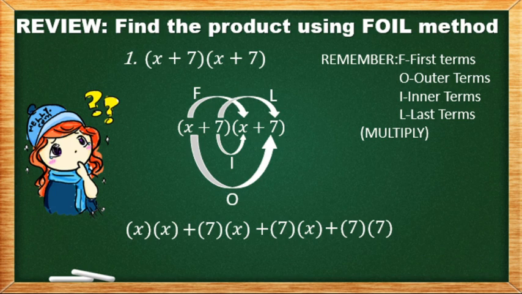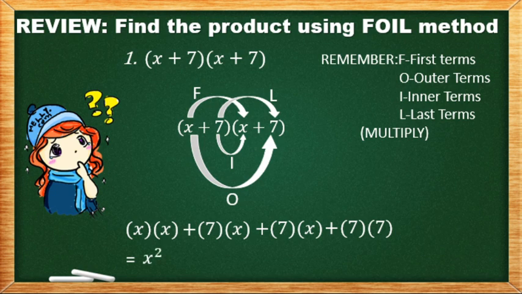Kung mapapansin niyo yung FOIL method, parang happy face lang yan. Ang tawag ko dyan, happy face. Gagawa ka lang ng dalawang kilay, bibig, baba. So, simplify na natin yung nakuha natin parts ng FOIL method. X times x is x squared. Tama?